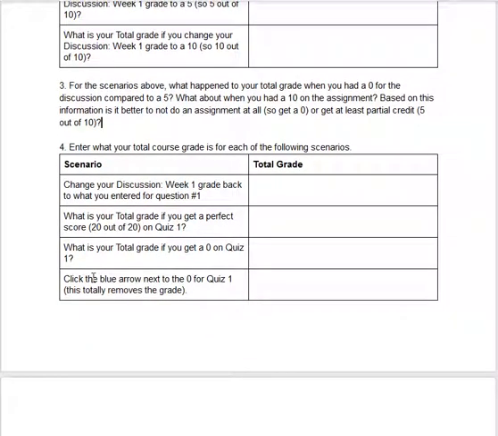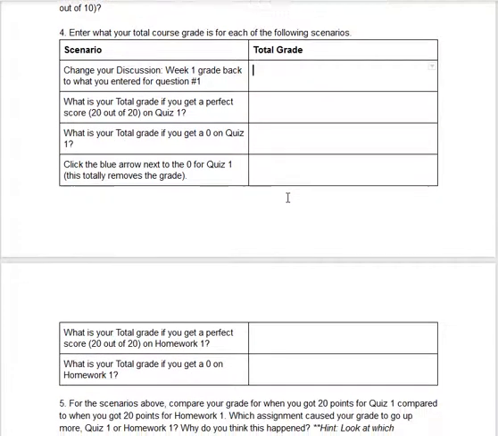Then they're going to click, there's a little blue arrow that's going to show up anytime they change a grade into a what if grade, there's a little blue arrow that pops up next to it. If they click that arrow, it completely removes that grade and wipes it out, so it kind of puts it back to whatever it was before. So we want them to click that blue arrow. So basically this column now will be back to what it was up here.